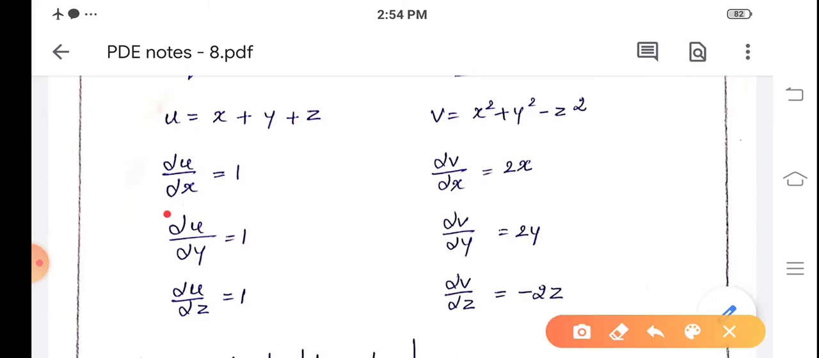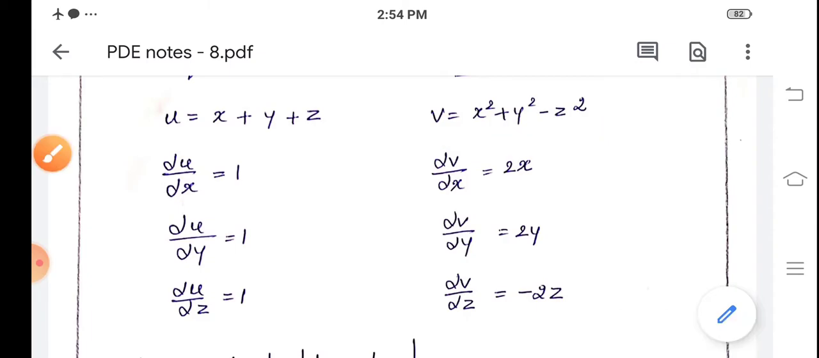Now partial derivative of u with respect to x is 1, because in the case of partial derivative with respect to x, y and z are constant. So partial derivative of u with respect to x is equal to 1. Similarly, partial derivative of u with respect to y is 1 and partial derivative of u with respect to z is 1. Next, we take the function v.